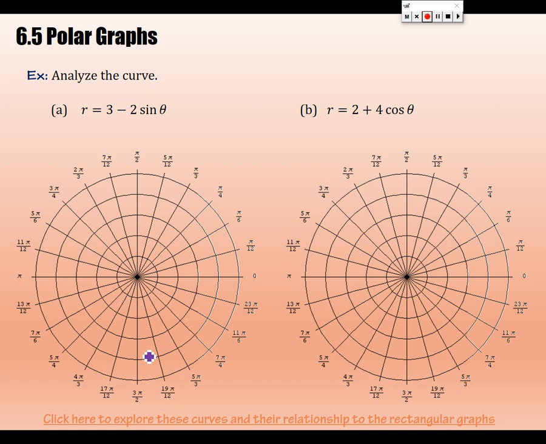Yeah, 3. What happens when you plug in pi over 2? Yeah, sine of pi over 2 is 1, so that's 3 minus 2 is 1 in the pi over 2 direction. What about in the pi direction?